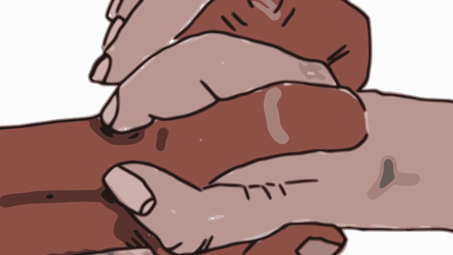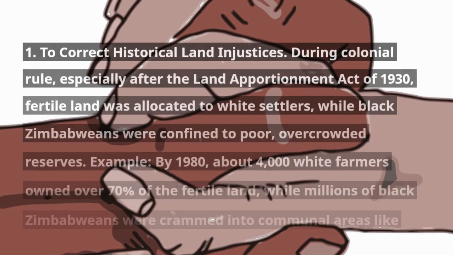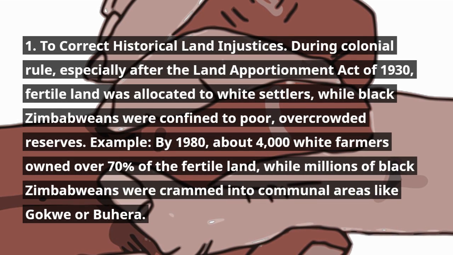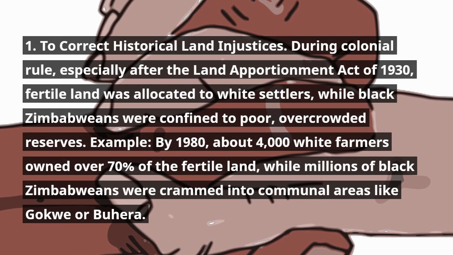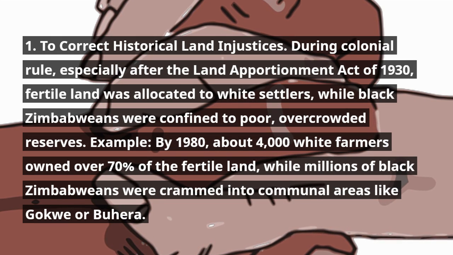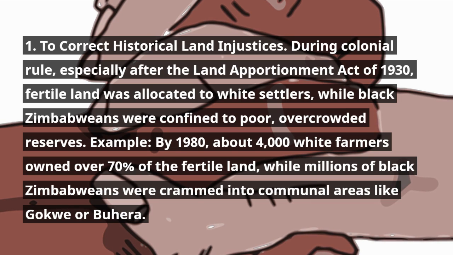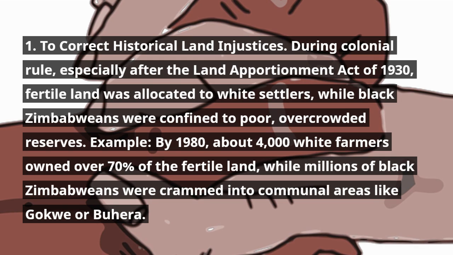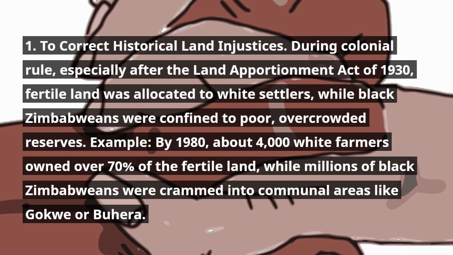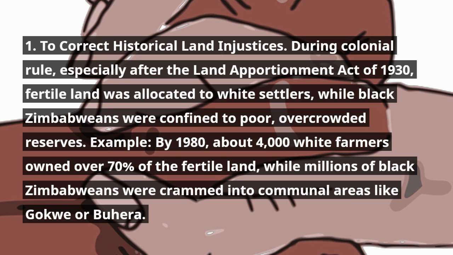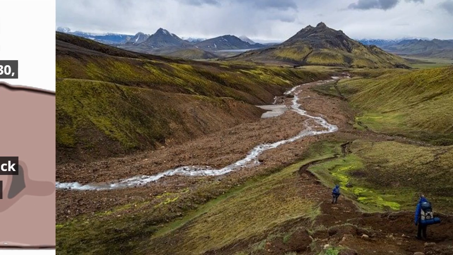1. To correct historical land injustices. During colonial rule, especially after the Land Apportionment Act of 1930, fertile land was allocated to white settlers, while black Zimbabweans were confined to poor, overcrowded reserves. Example: by 1980, about 4,000 white farmers owned over 70% of the fertile land, while millions of black Zimbabweans were crammed into communal areas like Gokwe or Buhera.